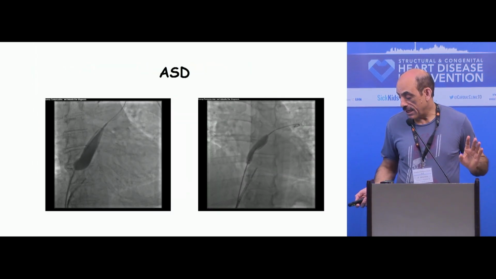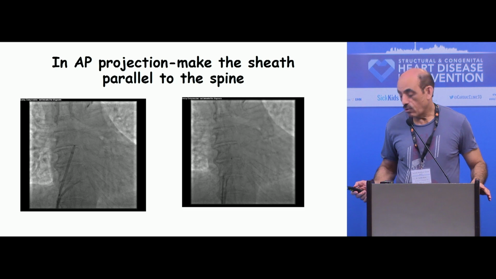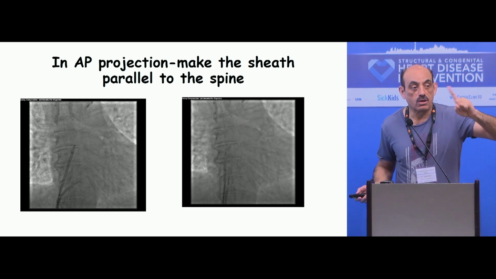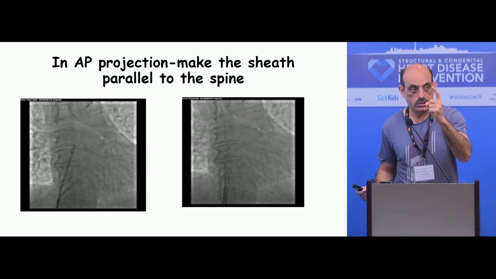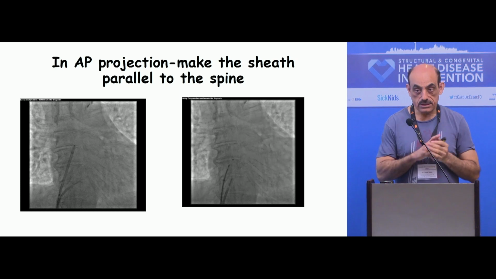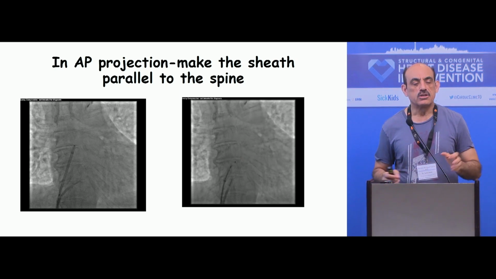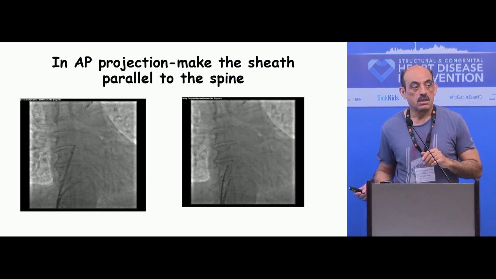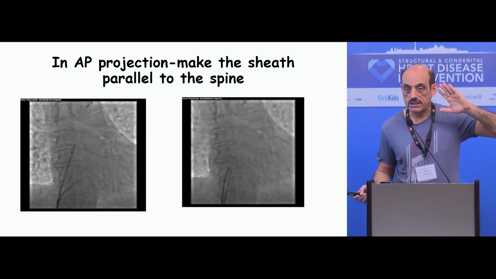So anyway, now part of the procedure you do balloon sizing. One thing I want to show you there. When you're deploying the device, even if it's a small defect or a large defect, always, always, always rotate the sheath. So instead of facing this way, it becomes parallel to the spine. If you do that, you will cut down your time of procedure for complicated cases by 50 or 70%, because that will bring the sheath parallel to the septum.